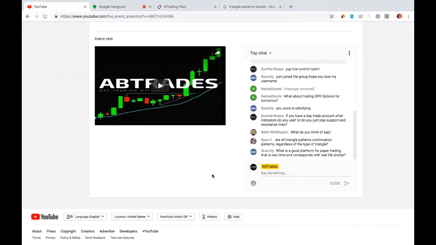What's a good platform for paper trading that is real time and corresponds to real life stocks? I don't think there is a live one. You could either do a demo account on tradingview.com, or open a TD Ameritrade account and have access to their paper trading. Once you open an account, you automatically get the paper trading with it. But I don't think any of them are in real time. They're just like 5 to 10 minutes delayed on the market status, but it's not real time.